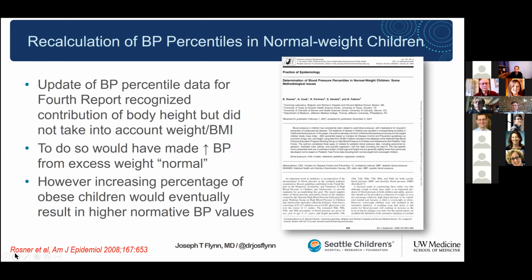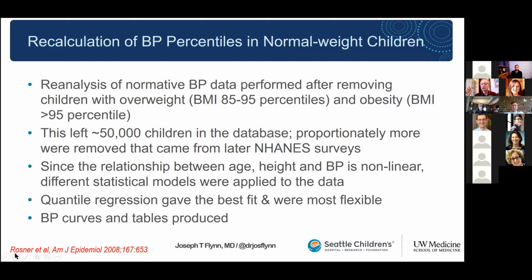And so what Dr. Rosner and colleagues then did was say, well, let's go back to this database, and let's pull out those children with overweight or obesity, so any child with a BMI at the 85th percentile or above. And then let's look at the blood pressure data based on just healthy weight children. And that left about 50,000 children in the database.